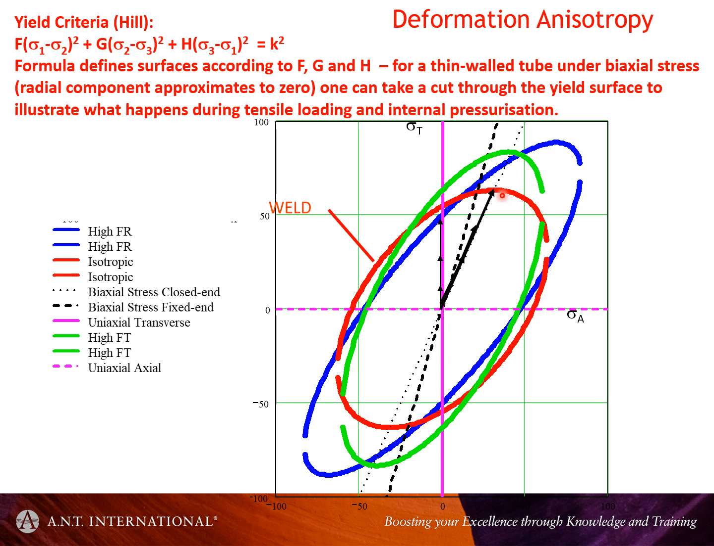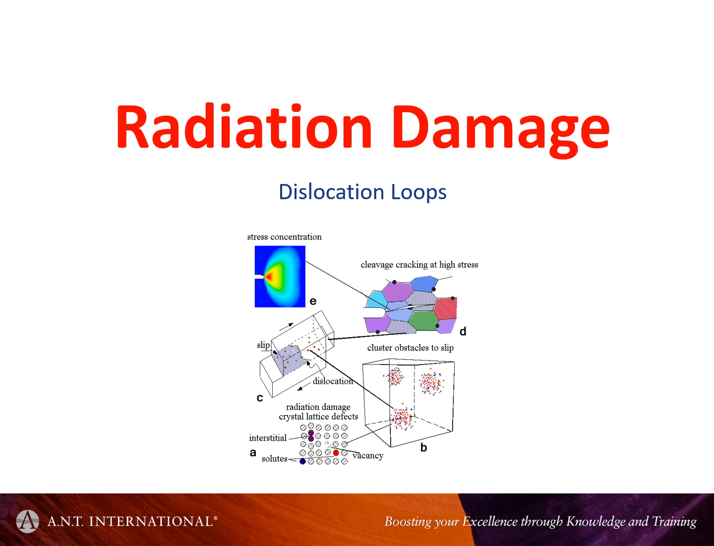So we have this nice example showing that because of the anisotropy in the material, depending on the stress that you apply, the failure will either occur in one part of the tube or another part of the tube. Okay, let's move on to radiation damage.